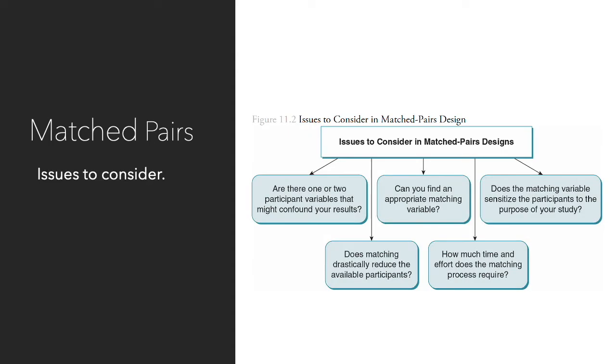A couple of things to think about when you're considering the use of a matched pairs design, and this comes right out of your textbook, figure 11.2, but I just want to walk through this a little bit. The first is, are there one or two participant variables that might confound your results? They say one or two because you can't match them on everything, right?